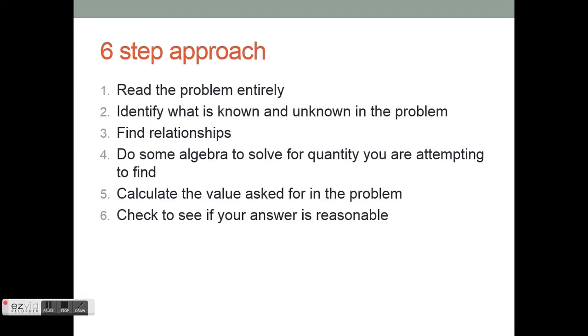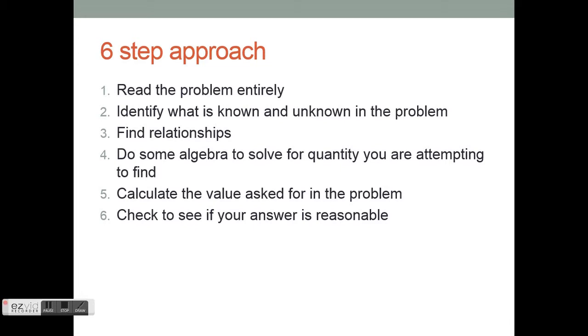I think of it as a 6-step approach. The first step is obvious: read the problem entirely. The second step is to identify the known and unknown pieces of information in the problem. At this point, it might be easy to write that the velocity is 56 meters per second, or the time is 5 seconds, or to draw a picture or a diagram of what's going on. Those are all things that fit under number 2.